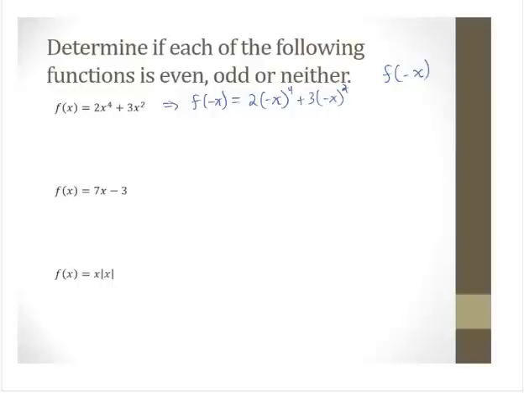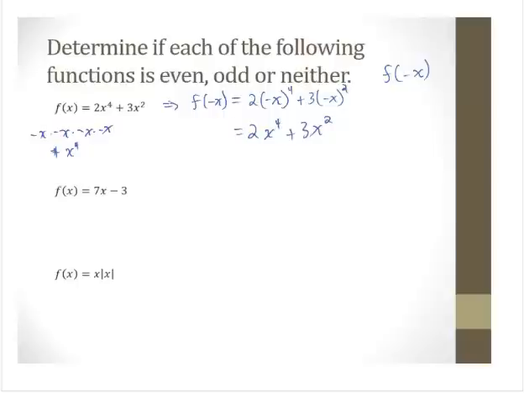So now what happens if I take negative x and I raise it to the fourth power? Well, let's see, that would be negative x times negative x times negative x times negative x. Negative times a negative times a negative times a negative is positive, and x times x times x times x is x to the fourth. So that would be 2, and then we'd have an x to the fourth. Similarly, negative x squared means negative x times negative x, which is x squared.